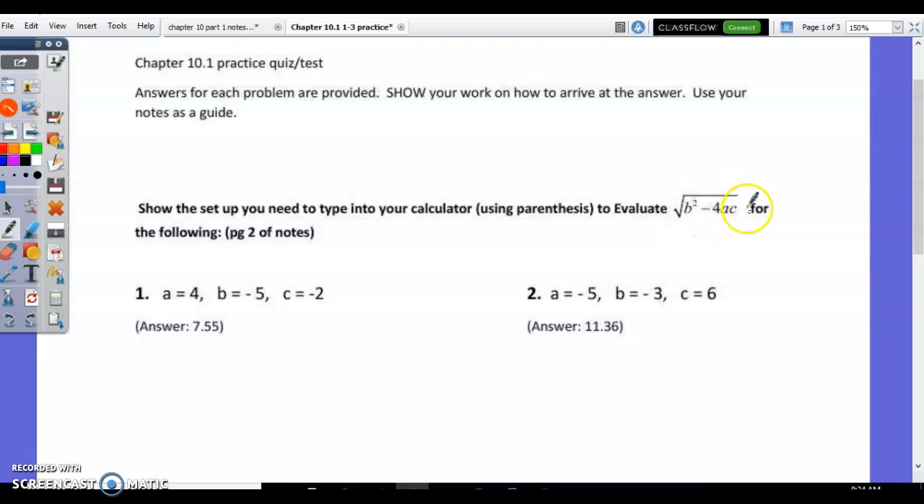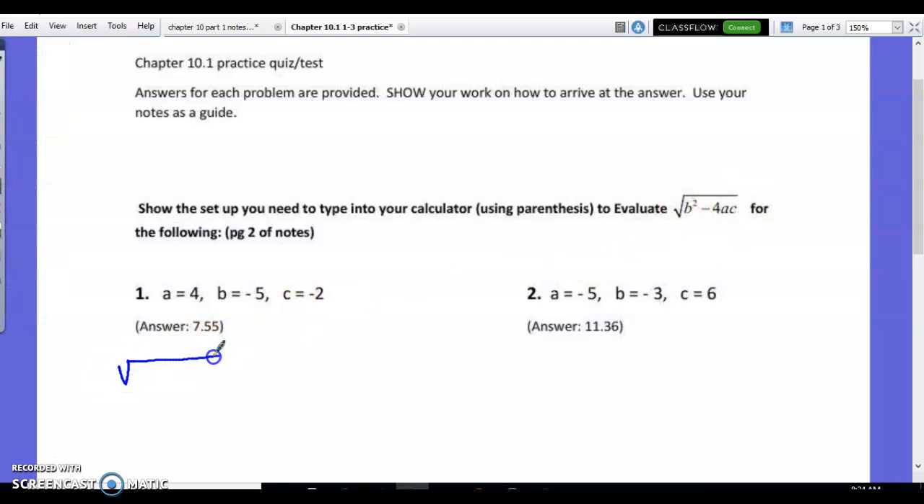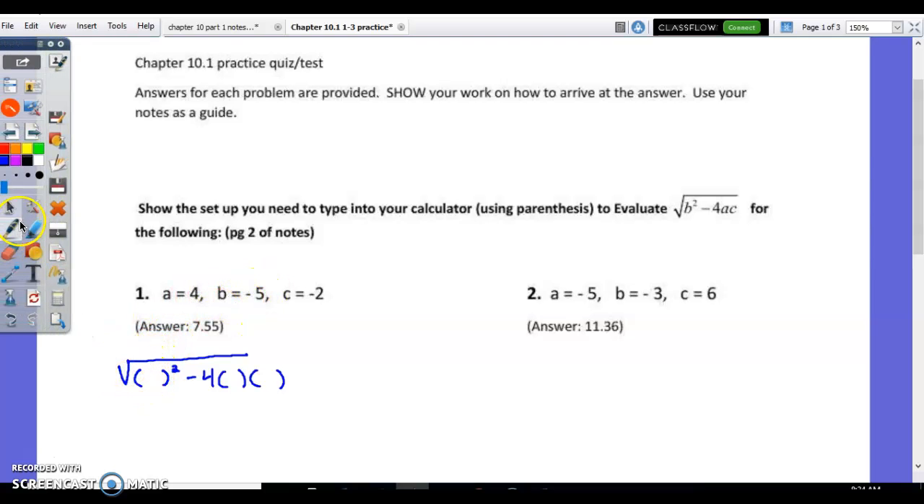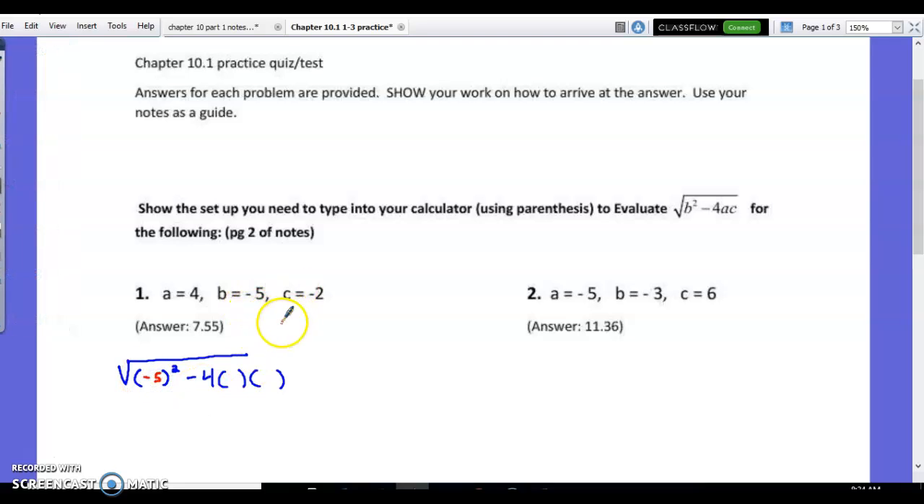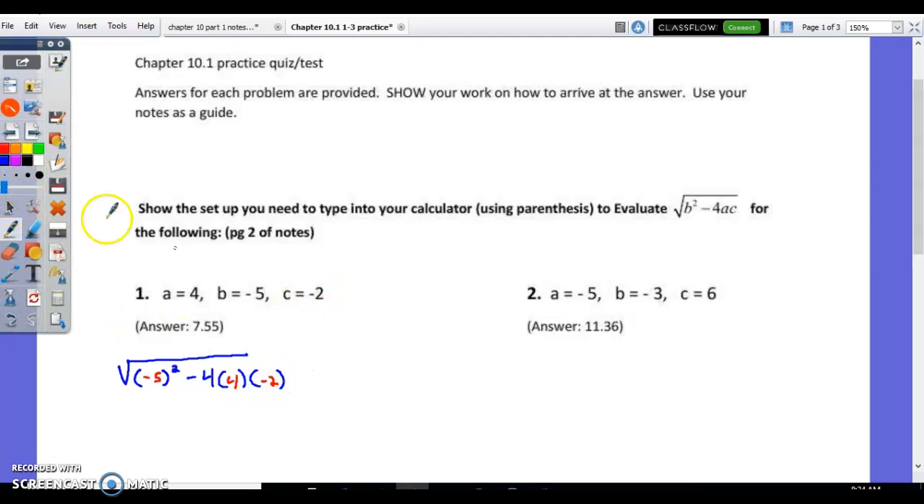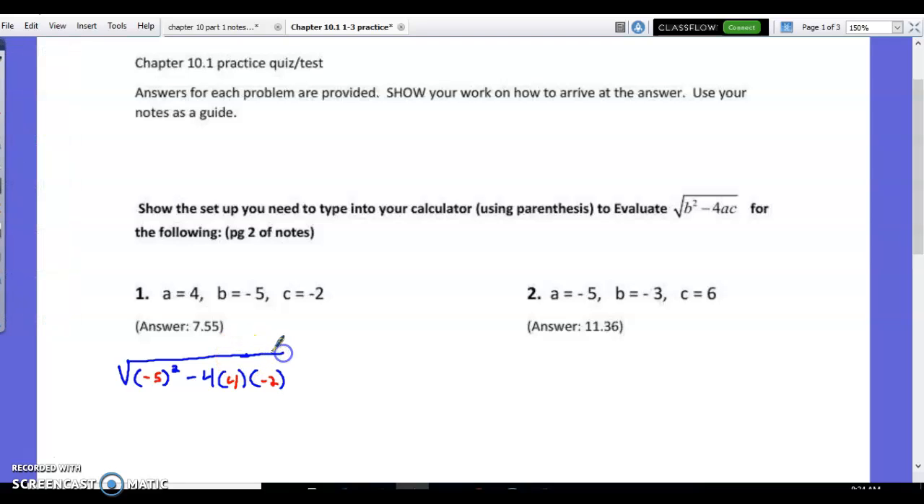We're using the square root of b squared minus 4ac. So what you should do is put parentheses for the variables and then put the rest of the problem as you see it. And then we put our b, a, and c in here. So our b is -5. Our a is 4. And our c is -2. So then that's how you will set that up.